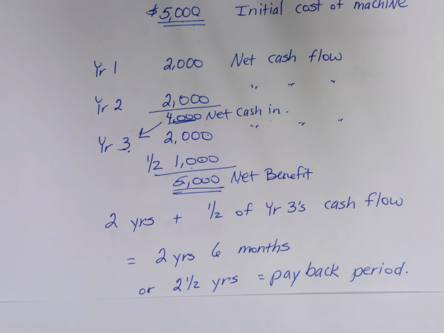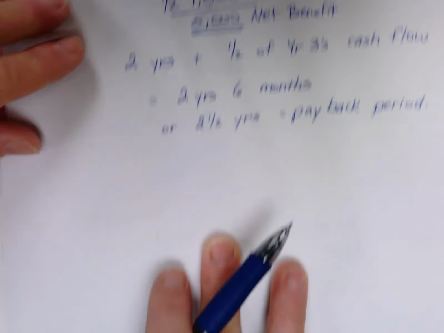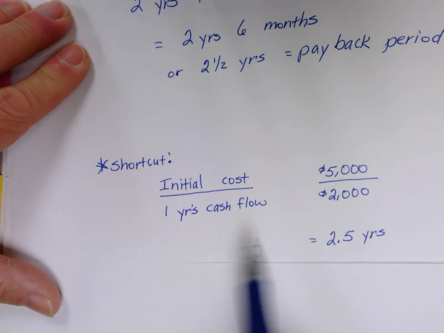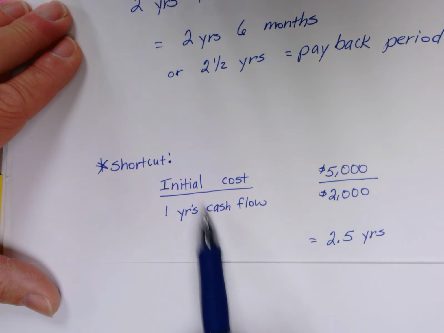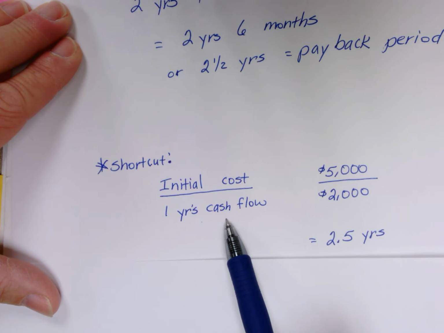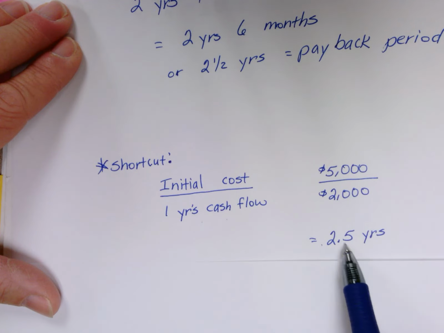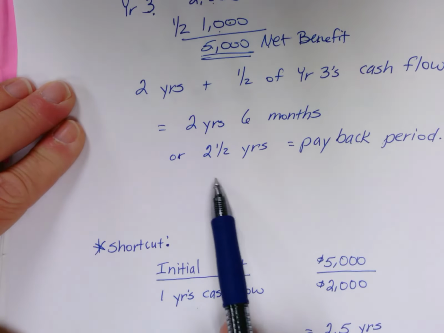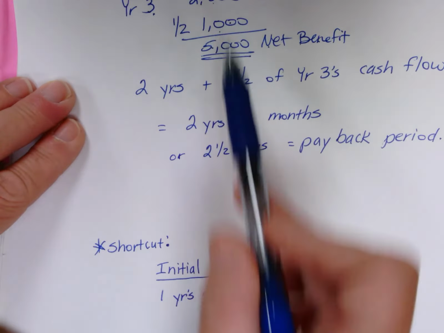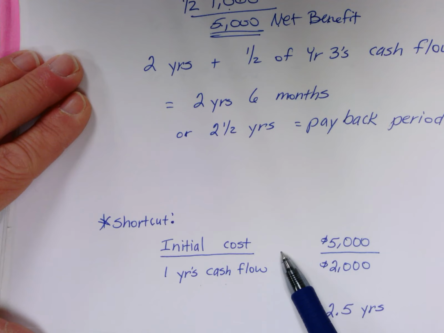Now, I have a little shortcut, a little trick for you. When cash flows are even, the same amount every year, there's a little formula that's a lot faster than that whole schedule. Put the initial cost of the asset in the numerator, divide by 1 year's cash flow, remember, because they're all the same, and that's $2,000 in this example, and then just divide. So payback then is 2.5 years, and that's the same answer we came up with in our columnar plotting of the same information. So use this shortcut formula when the cash flows are the same every year.